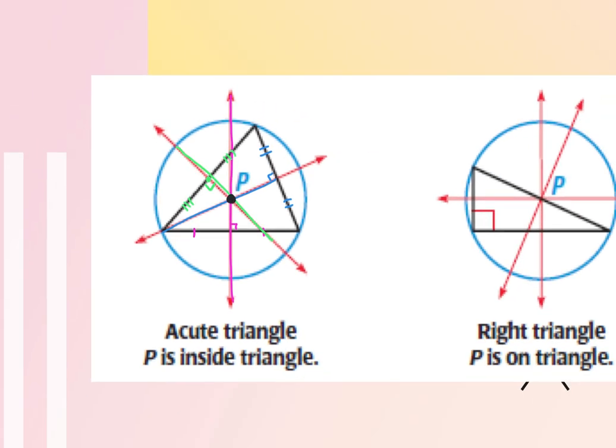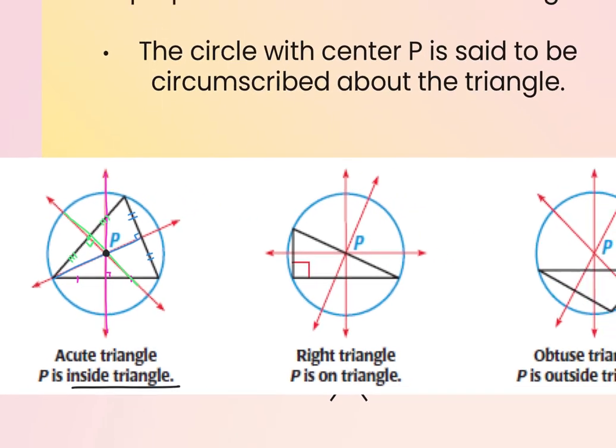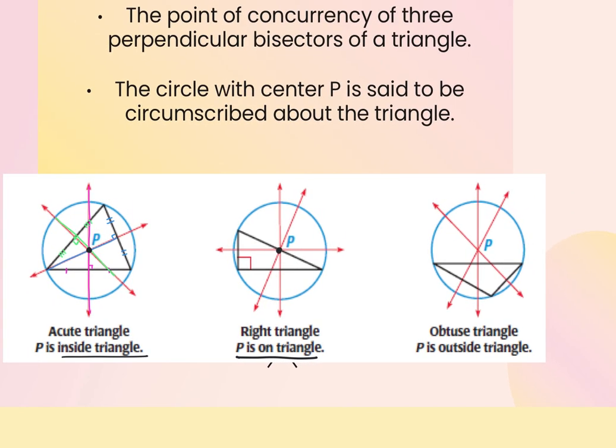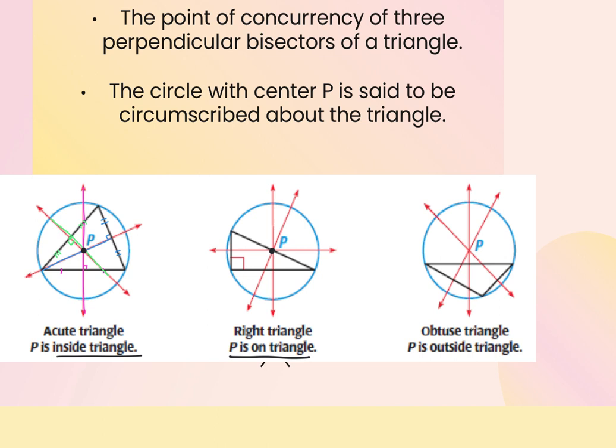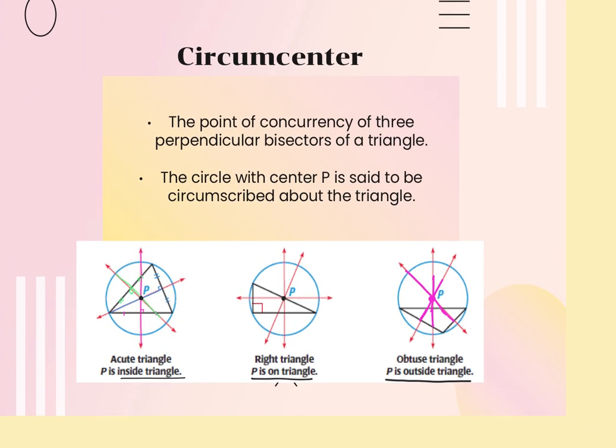In an acute triangle, they meet inside the triangle. On a right triangle, they meet on the triangle. And on an obtuse triangle, they meet outside the triangle. If I had just drawn my perpendicular bisectors here, they wouldn't intersect. I'd have to extend them beyond the triangle, and then they would intersect at that point of concurrency. And again, that point of concurrency is called the circumcenter.